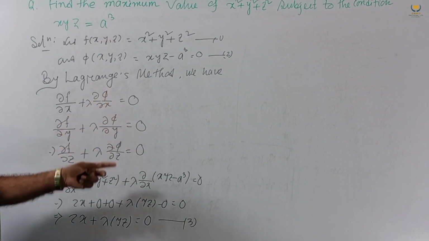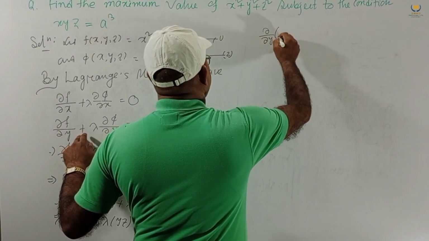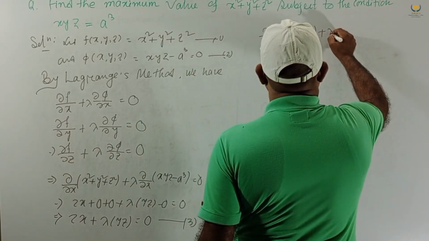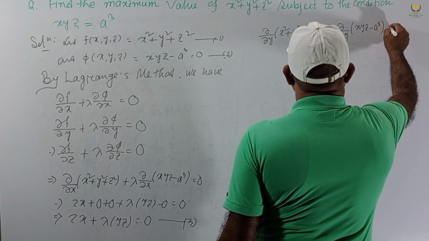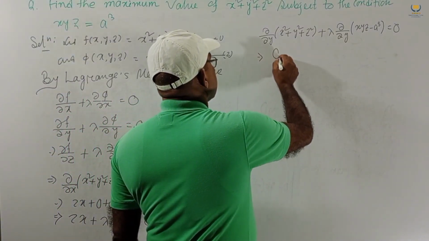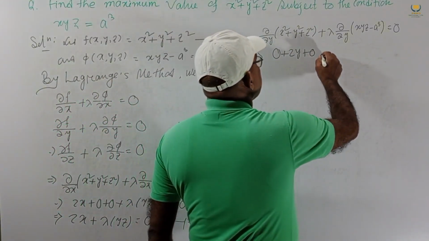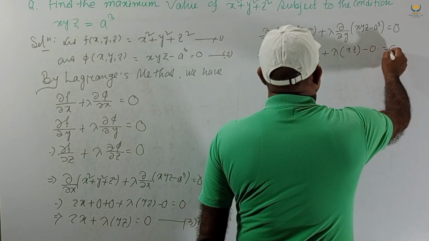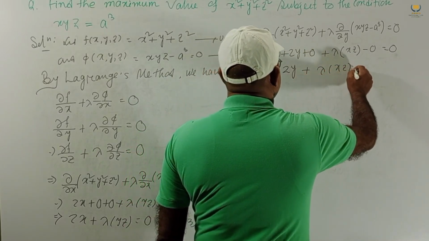So by putting the value of f and phi, we get this equation. Now here we put del y of f, x square plus y square plus z square, plus lambda del y of phi, xyz minus a cube, equal to 0. If we solve this, we get 0 plus twice y plus 0, because we differentiate partially with respect to y, and lambda xz, y is 1, minus 0, equal to 0. So this implies 2y plus lambda xz equal to 0.